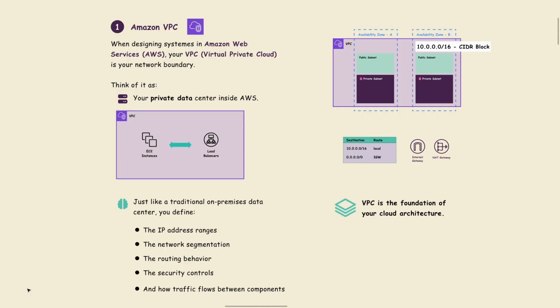In other words, the VPC is the foundation of your cloud architecture. If your VPC design is weak, everything built on top of it inherits those weaknesses. If your VPC design is deliberate and well-structured, your architecture becomes scalable, secure, and resilient. As a cloud architect, you never treat VPC as a checkbox. You treat it as the controlled network boundary that enables everything else. Because in AWS, before you deploy compute, databases, or applications, you design the network.